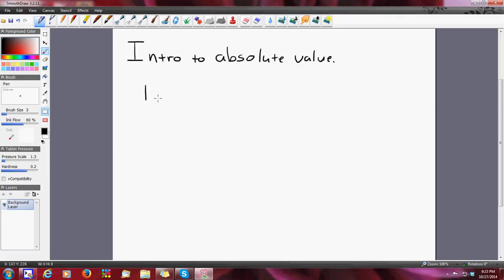Anyway, absolute value looks like this, and this means the absolute value of A. And you might be saying, well, what does that mean? It means this. Basically, you have a number line.